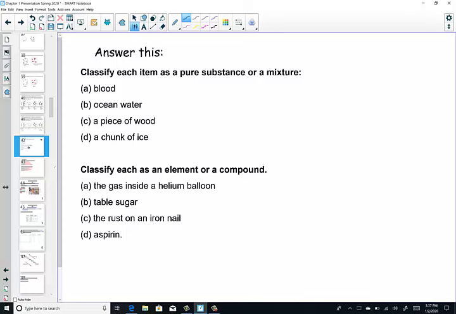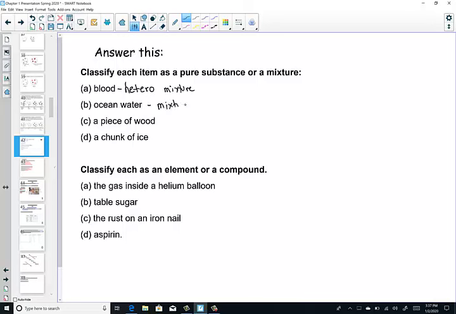Okay, welcome back. Let's give it a check. Blood, we recognized as a mixture. As a matter of fact, it is a heterogeneous mixture since it is composed of a variety of different substances. We said it has liquid plasma, and kind of suspended with it is red blood cells, white blood cells, platelets, and so forth. Ocean water, again, this is a mixture.